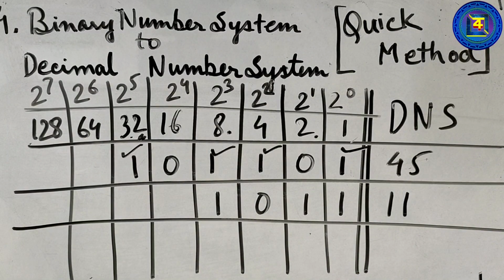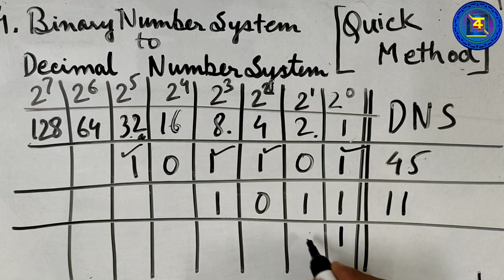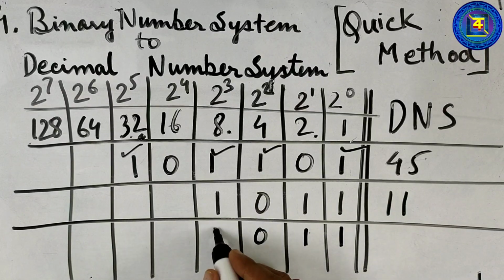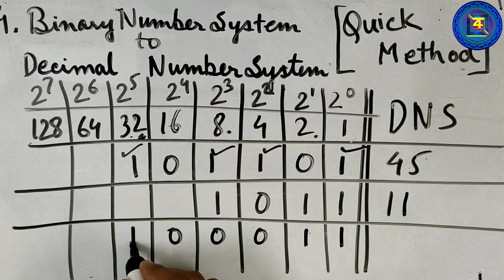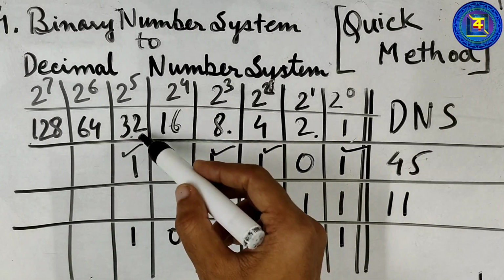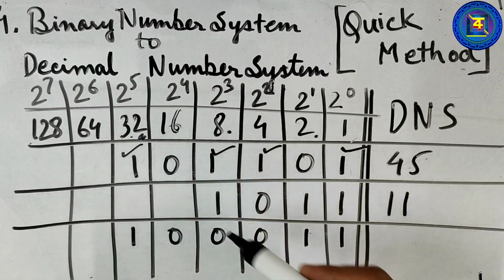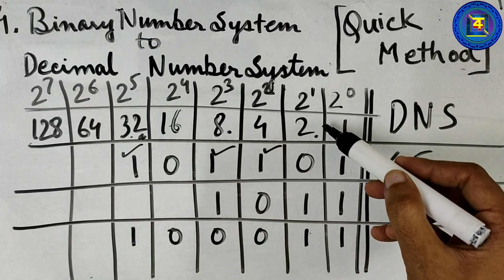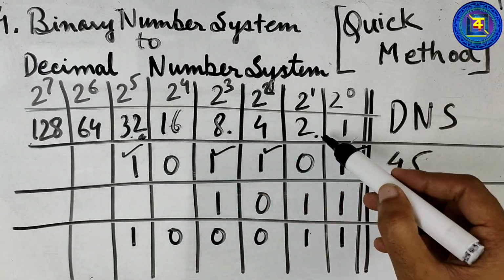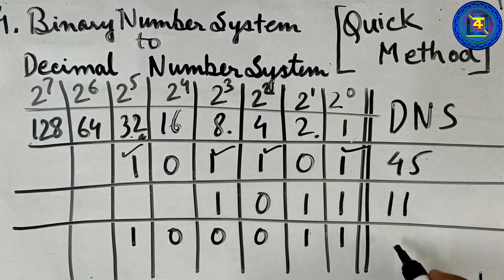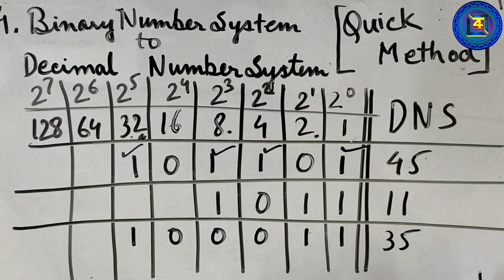Next, the third question we have was 1 with triple zeros and 1 1. So we are going to write it from right to left. Let us write 1 1 0 0 0 and then 1. So let us add it. 1 is below 32, followed by the next 1 below 2, that is 32 plus 2, 34, plus 1, 35. So the answer is 35.